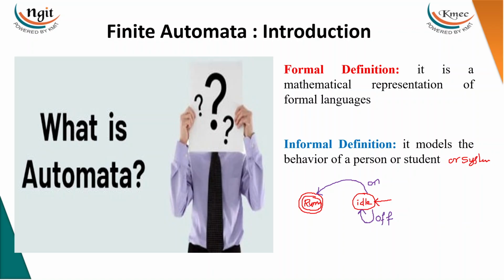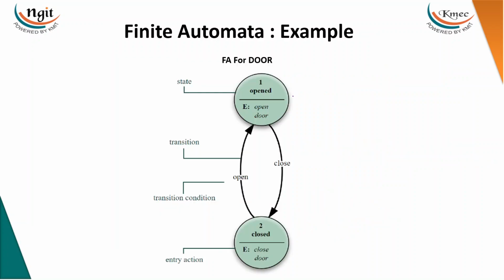Same way, while the fan is running, if the input given to the fan is on, it would stay in the same state. If it is off, it changes its state from running to idle. That's it. So this is called automata. Like that, something which models the behavior of a person or a system or a formal language can be treated as a finite automata.